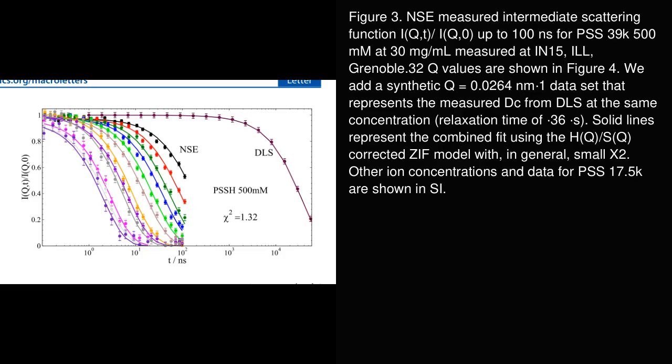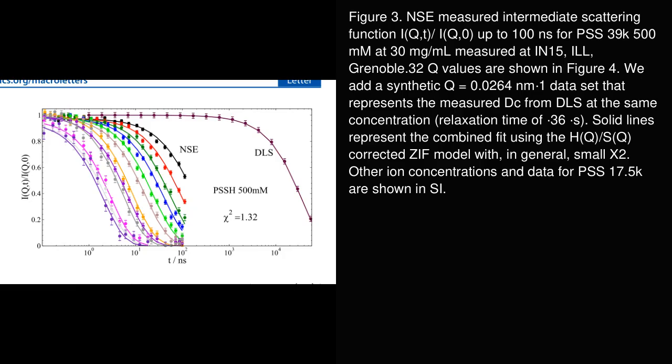Additionally, the figure includes a synthetic data point at low Q corresponding to the collective diffusion coefficient DC, measured independently by DLS. The authors fit these data using the ZIM model with internal friction, corrected by the ratio of hydrodynamic to structure factor, H(Q) over S(Q), to account for interchain interactions. The fits, represented as solid lines, generally show excellent agreement with the experimental data, indicating that the model successfully captures chain dynamics incorporating hydrodynamic interactions and internal friction effects.